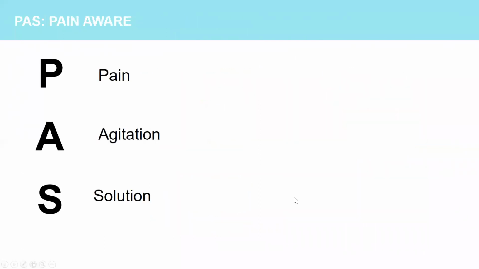So the next formula is PAS, pain, agitation, solution. Great for those people who are problem aware. They know they've got a problem. They don't necessarily know that there's a solution. They're in the thick of their pain.